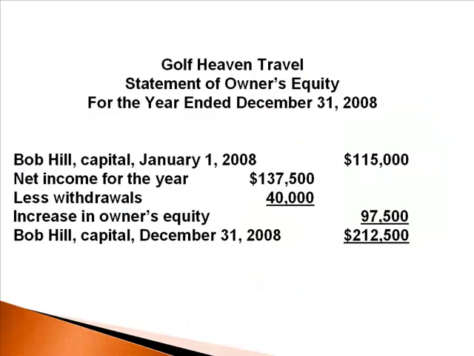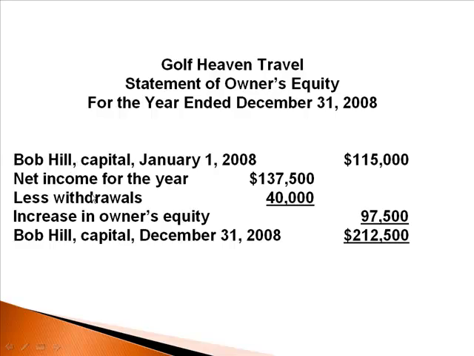Here's a typical statement of owner's equity. Again, we have a heading. We have the name of the company, the name of the financial statement. This, again, the statement of owner's equity is for a period of time, either a month, a quarter, or a year. This one happens to be for a year, and we have the date that that period has ended, in this case, December 31st, 2008. Here we have step 1, which is beginning capital. Here we have step 2, which is additions to the capital account. In our case, we only have one, net income. The owner did not make any additional contributions, so that line is just left out.